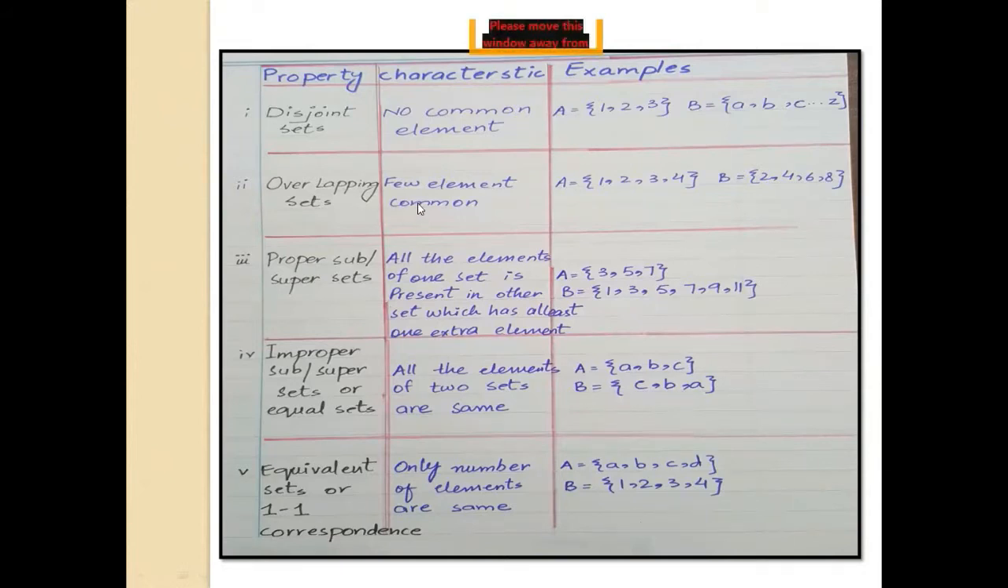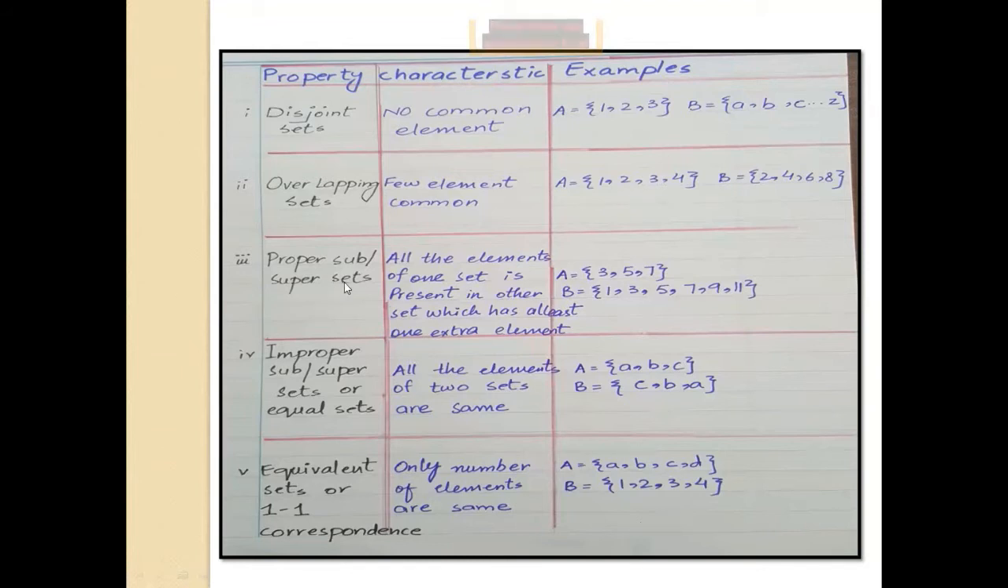Overlapping sets have some elements common, or few elements common. Set A is 1, 2, 3, 4 and set B is 2, 4, 6, 8. In this example, which elements are common? Only 2 and 4 are common, and the other elements are uncommon. Here 1, 3 are uncommon, here 6, 8 are uncommon. So this is an overlapping set.